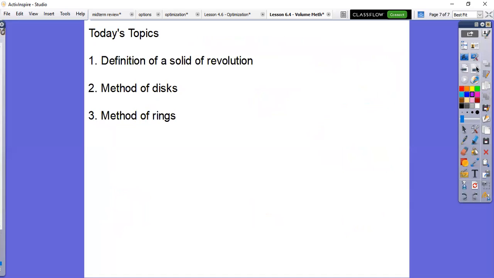So that was a lot of information thrown at you today. I'm aware of that, but we're going to do plenty in class. Basically our main topics today were defining what a solid of revolution was. And then we talked about the method of disks, method of rings. They're one and the same. The method of disks is just the method of rings when there is no inner radius.